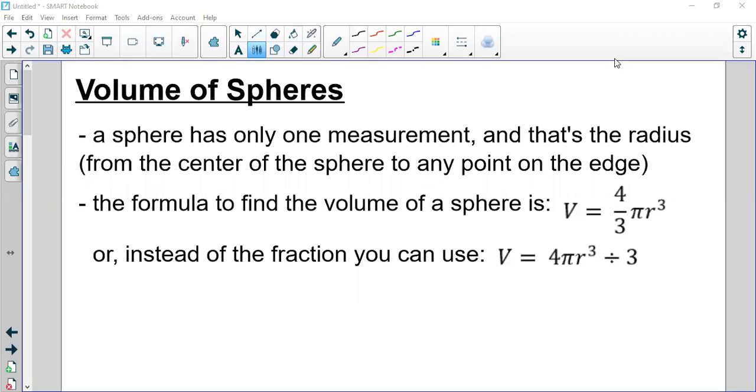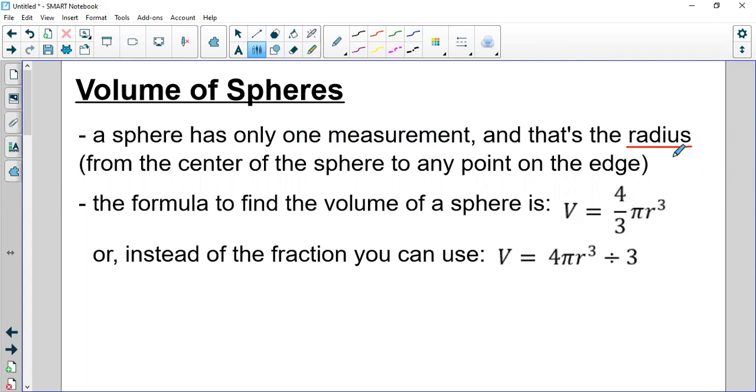Hello again, everyone. Today we're going to look at some spheres. A sphere, basically a ball, is unlike a cone or a cylinder. Cones and cylinders had two different measurements, a radius and a height. A sphere only has one measurement, and that measurement is the radius. A sphere doesn't really have a height because it's a ball.